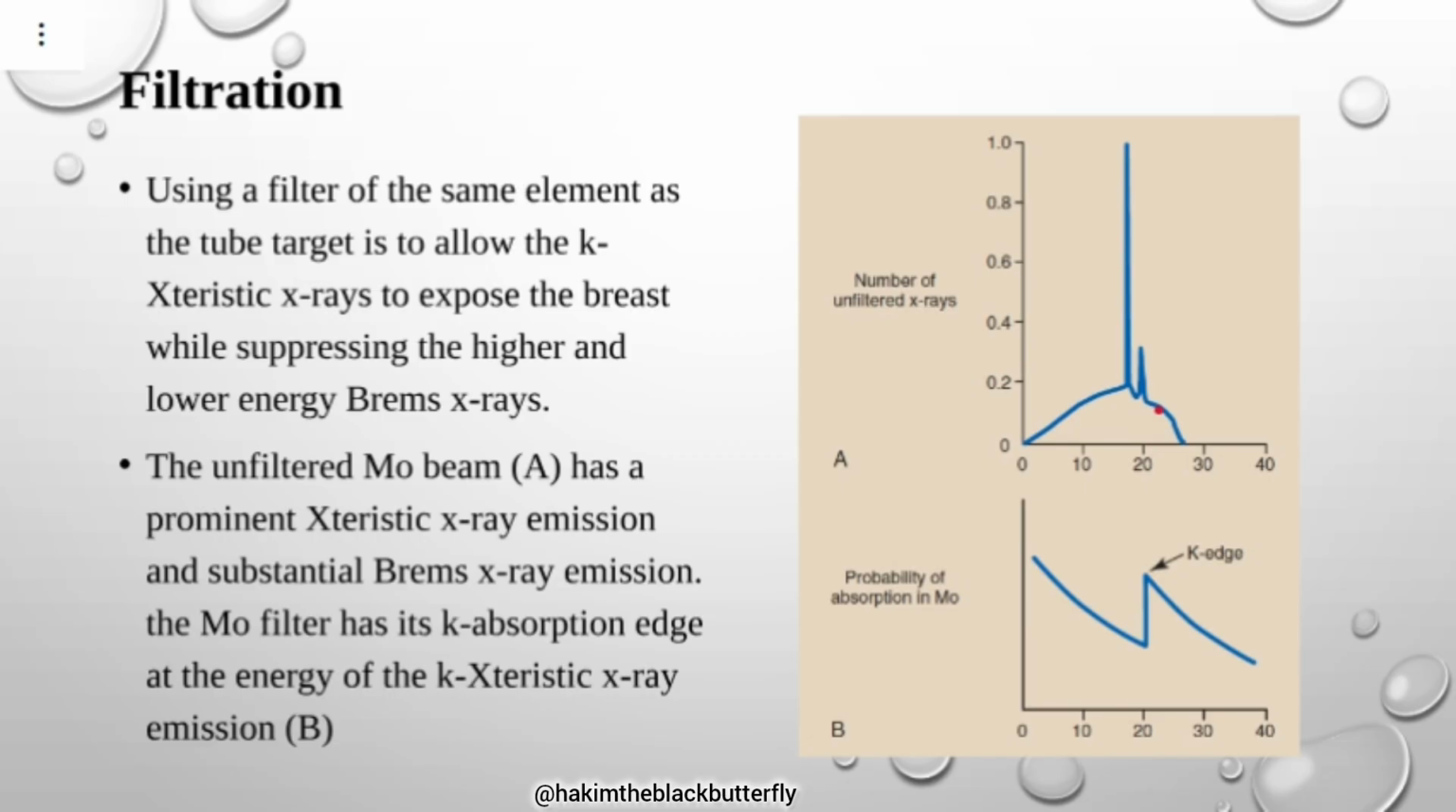The heel effect, I already talked about it. The conic shape of the breast requires radiation intensity near the chest wall to be higher than at the nipple side to ensure uniform exposure of the image receptor, forming a uniform image. This is accomplished by positioning the cathode toward the chest wall.